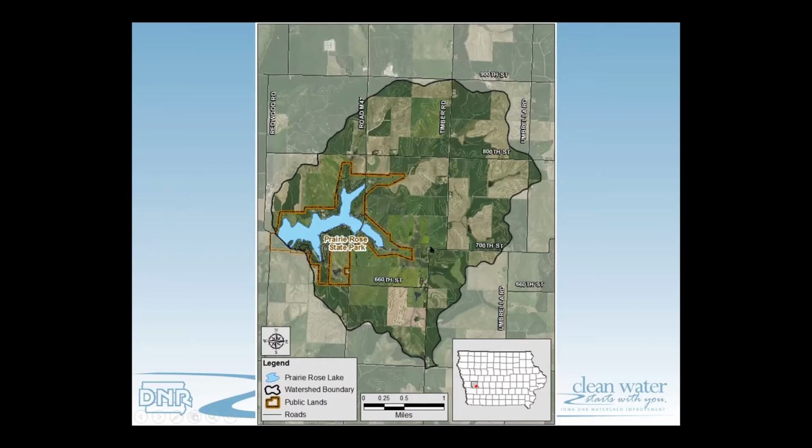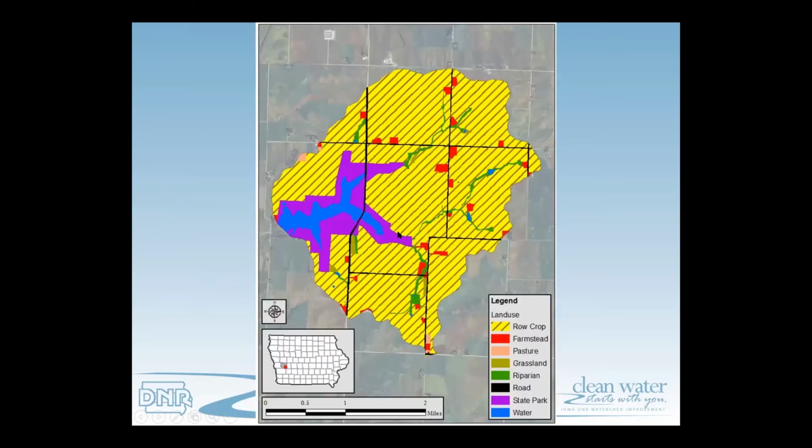The best way to think about this is that anytime it rains, if a drop of rain falls inside of that black outline, it's going to eventually find its way and drain to Prairie Rose Lake. Anything outside of it, so if it falls up here in this upper left-hand corner of the map, that's going to go somewhere else. It's just not part of the Prairie Rose watershed. So we're most concerned about everything and all the activity that happens within these boundaries. So that's a watershed.